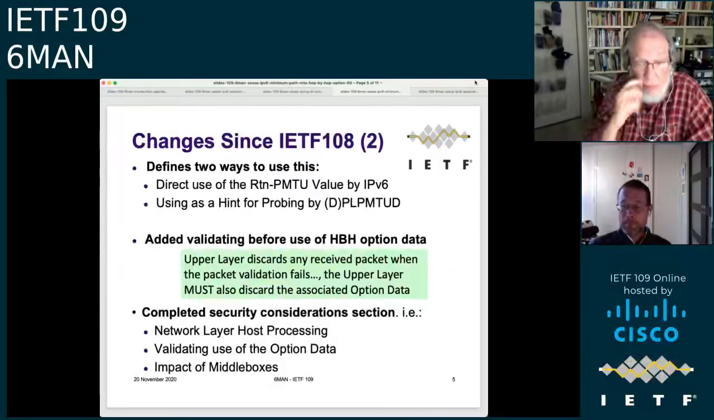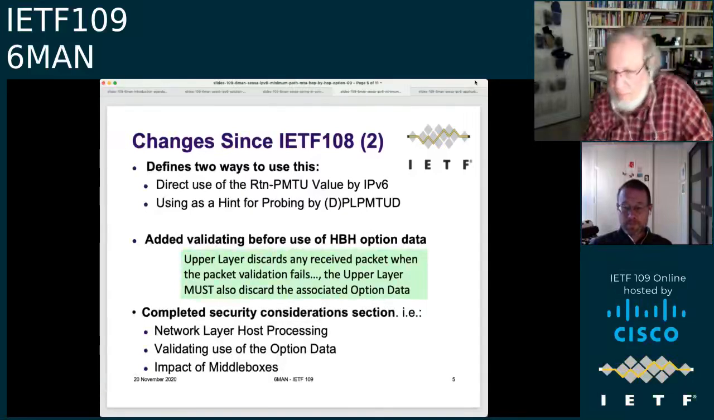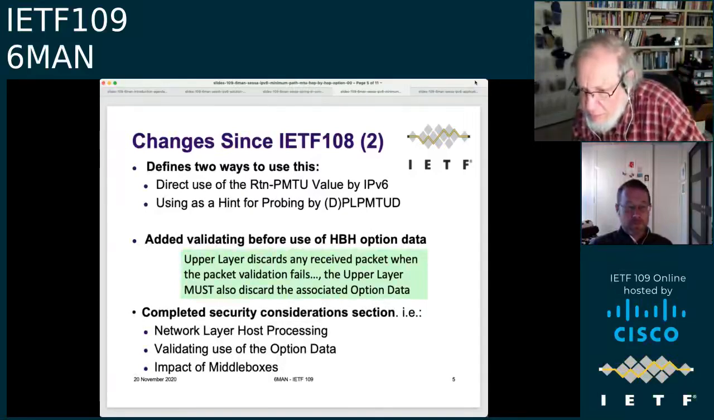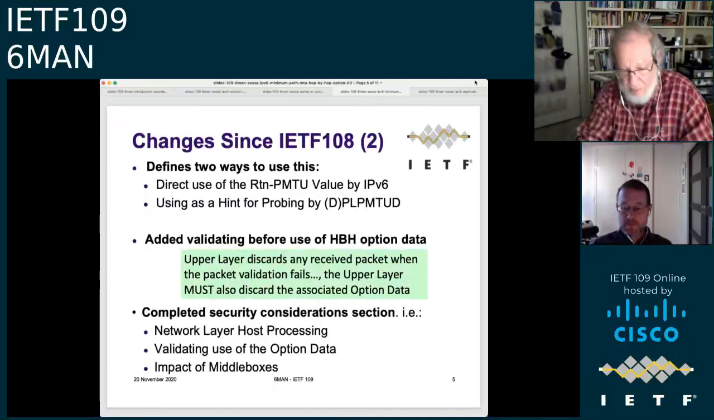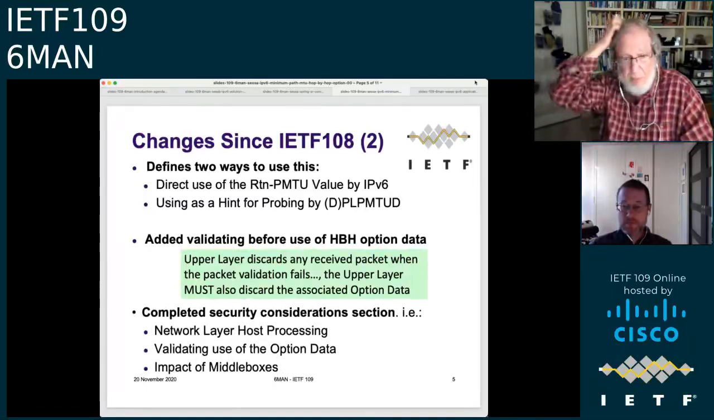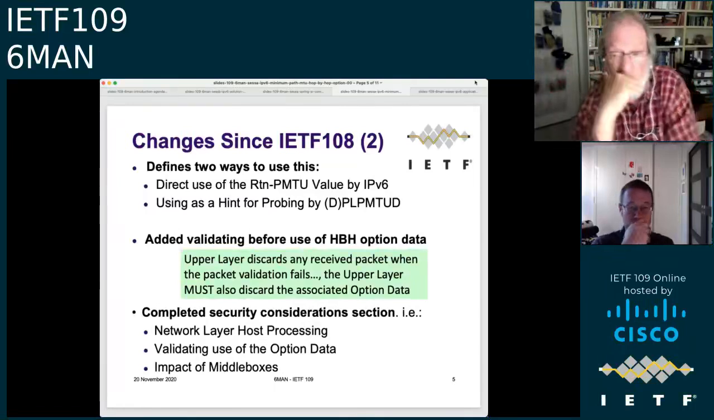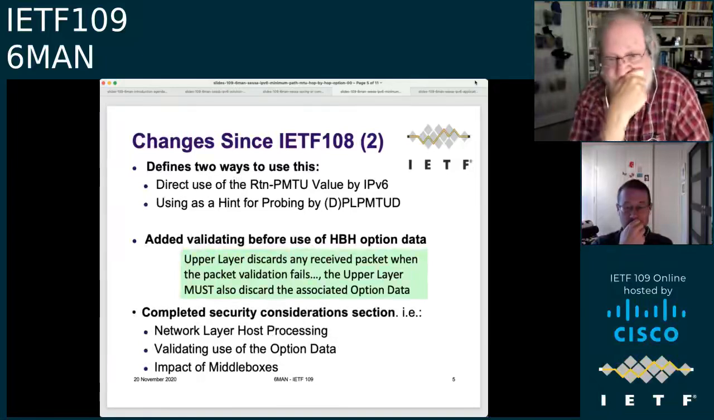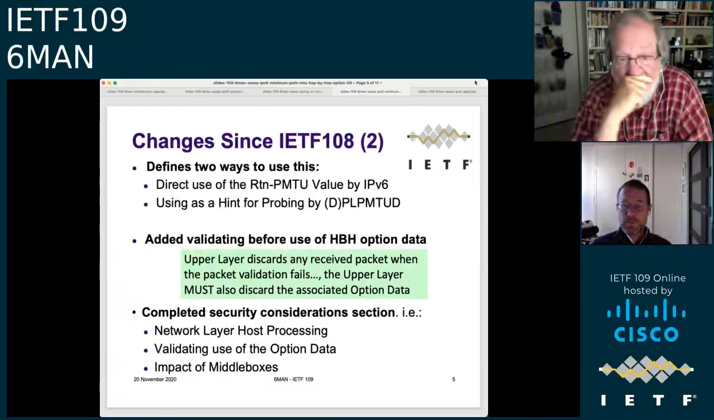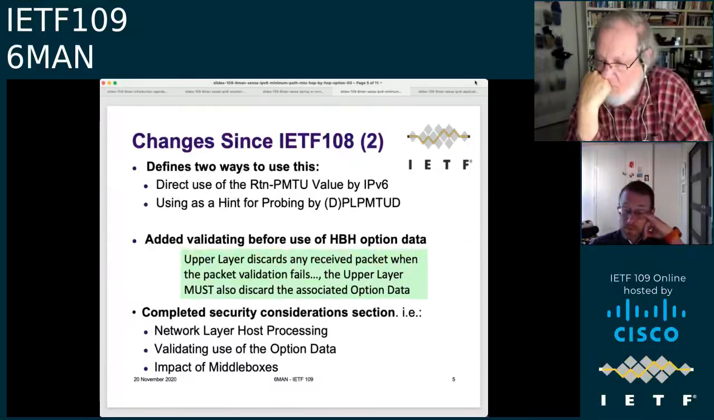One of the things that was exposed by looking at the API was there's probably two ways to use the information that's in the option. The first way is basically the way Path MTU discovery has traditionally used it. You get a packet back with some information, you use it at the IPv6 layer, and you directly change the cache or entries you have for PathMTU for the flows that you've received these messages for. The other way you can use it is as a probe in PLPMTUD, in which case the contents of the option is passed up to the upper layer.